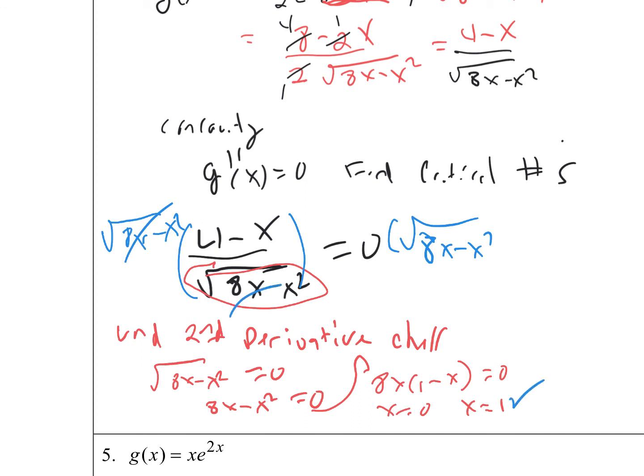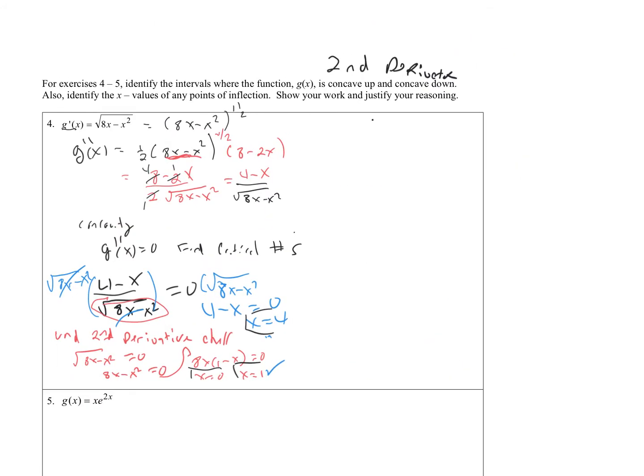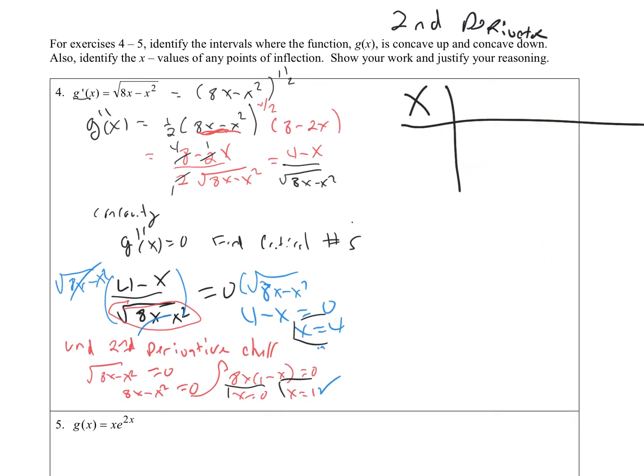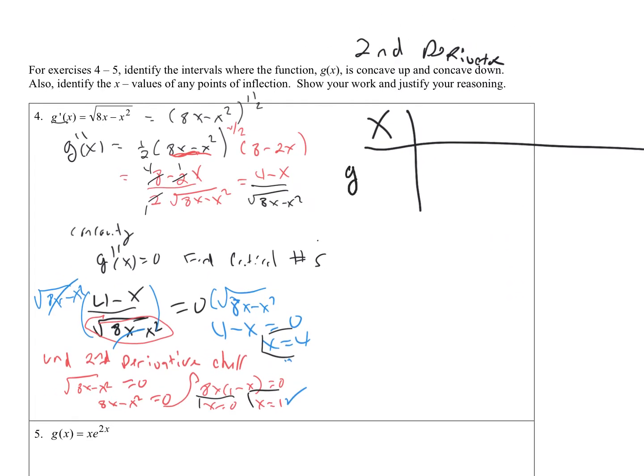So now I have 4 minus x equals 0. That gives me x could be a 4. That's a critical number. So you've got this critical number, and this critical number. We make a sign chart. We plug in some x's. We're going to plug them into, what was the function called? G? G double prime of x.